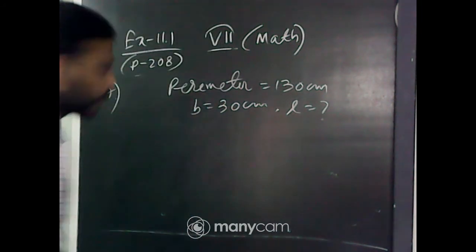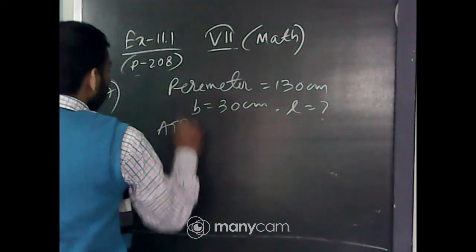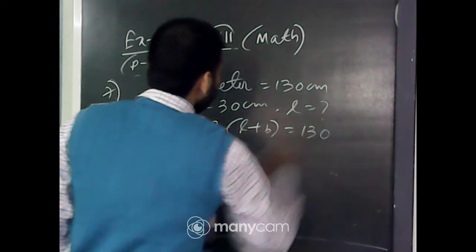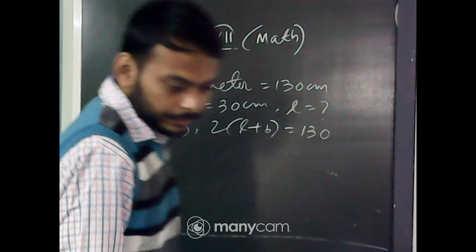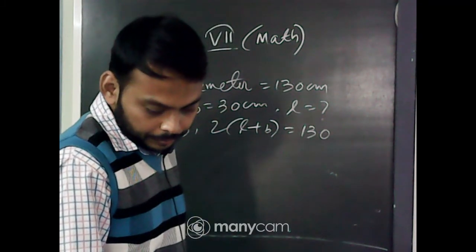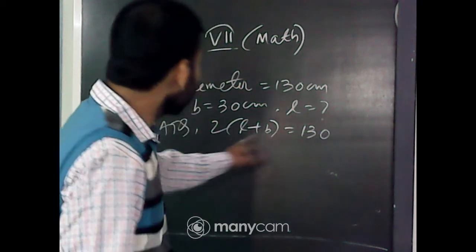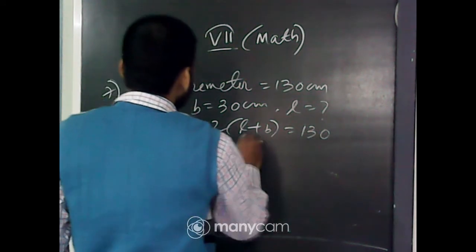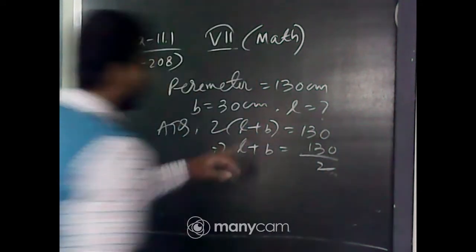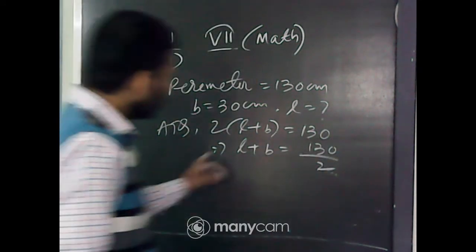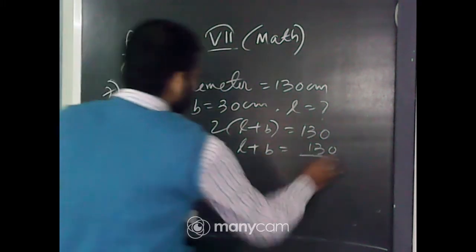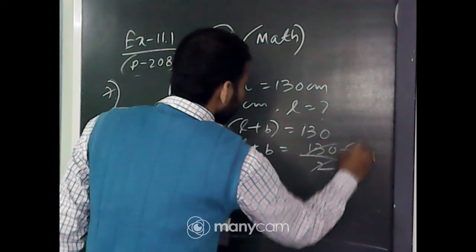So we know that 2 into (L plus B) equals 130, isn't it? From the formula, 2 into (length plus breadth) equals 130. So L plus B equals 130 by 2. Whenever 2 moves to RHS, it will be in the denominator. So after cancelling, it will give you 65.